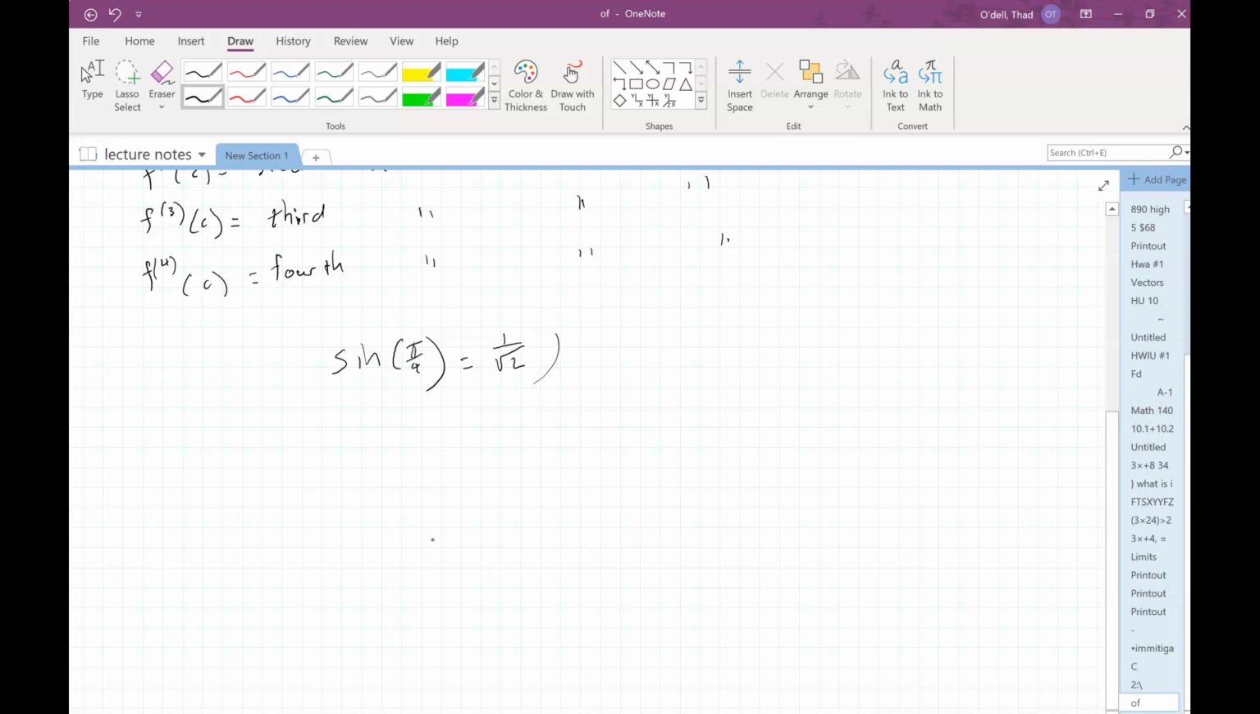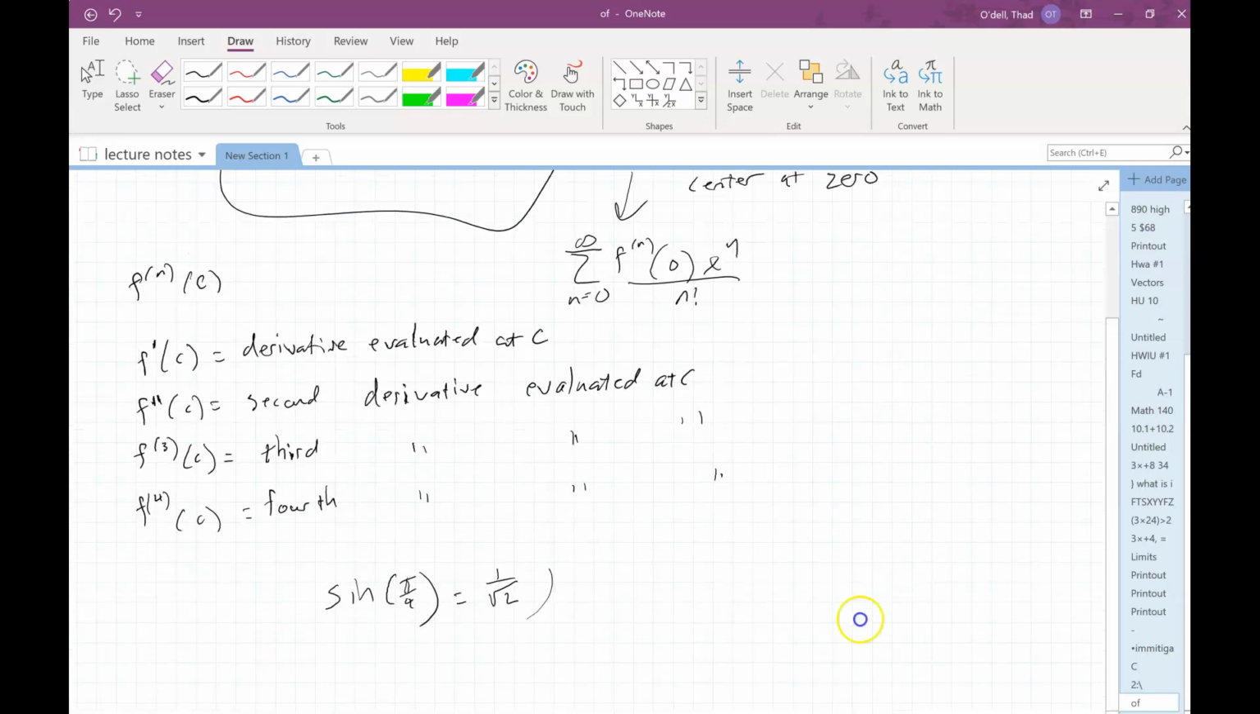So it's evaluating this by plugging pi over 4 into some multi-termed polynomial that's an approximation of sine of pi over 4. So that's the idea of what we're talking about here.